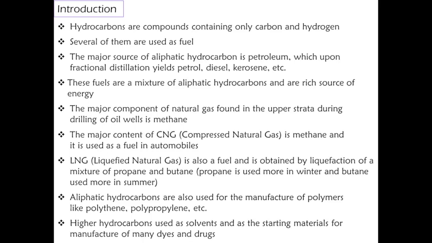Aliphatic hydrocarbons are also used for the manufacture of polymers like polythene, polypropylene, etc. For the preparation of polythene, we are getting ethene or ethylene from the petroleum industry. For the making of polypropylene, we are getting propylene or propene from the petroleum industry. Higher hydrocarbons are used as solvents and as the starting material for the manufacture of many dyes and drugs. So these petroleum products, or the hydrocarbons obtained from them, have a variety of uses in different fields.